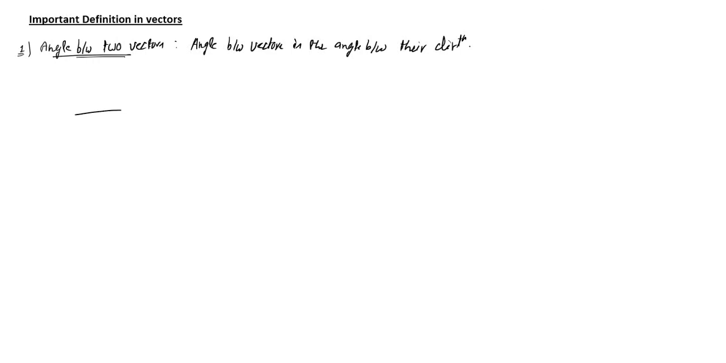Suppose this is one vector and this is another vector. So this is vector, let us say A, and this vector be B, and we need to find out the angle between two vectors. It is clear that the direction of B is somewhere here and the direction of A is somewhere here, and the angle between their direction is this. So here this theta is the angle between two vectors A and B.